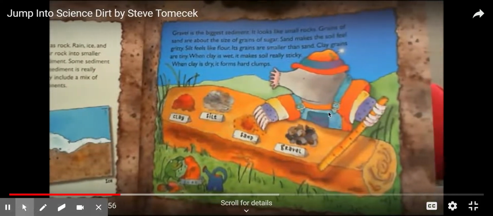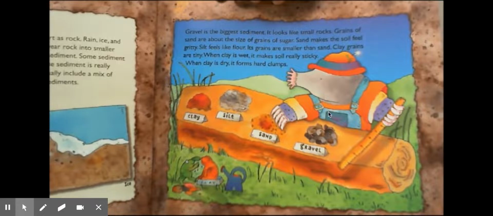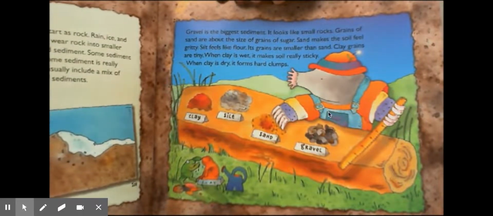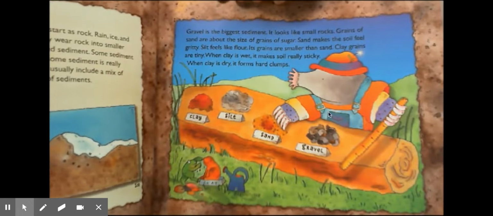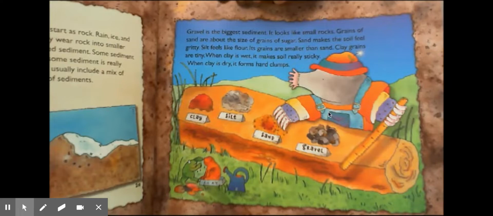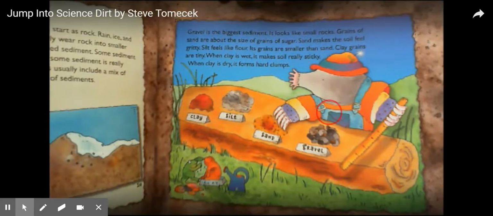Gravel is the biggest sediment. It looks like small rocks. Grains of sand are about the size of grains of sugar. Sand makes the soil feel gritty. Silt feels like flour. Its grains are smaller than sand. Clay grains are tiny. When clay is wet, it makes soil really sticky. When clay is dry, it forms hard clumps.